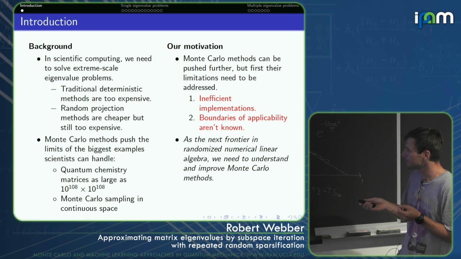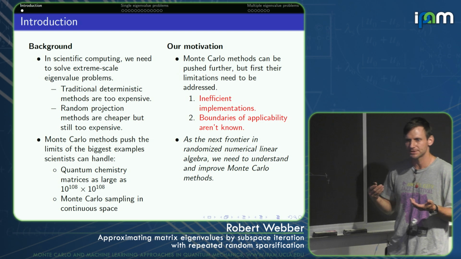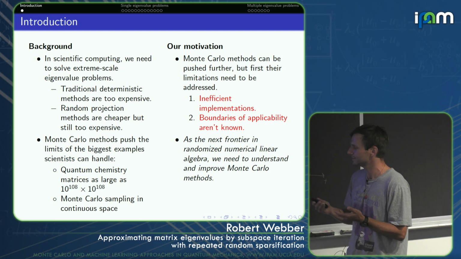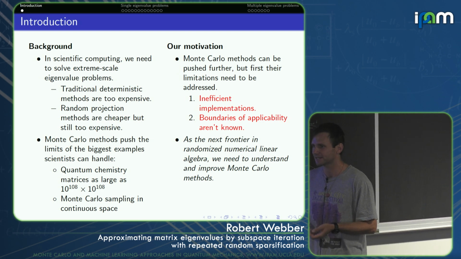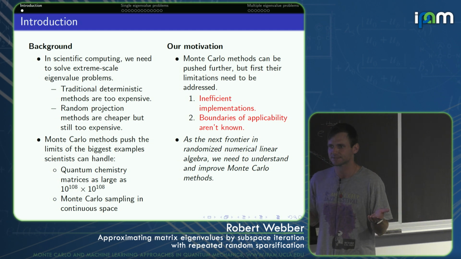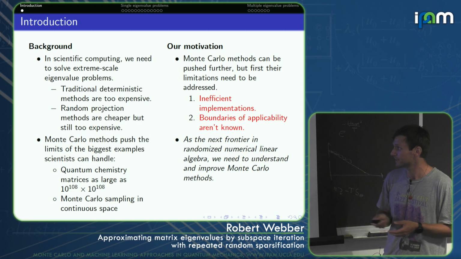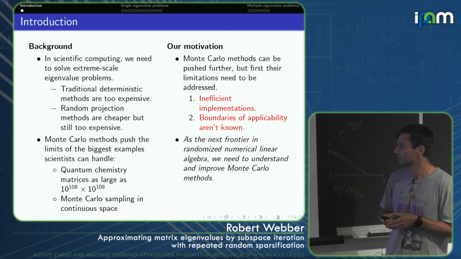As the next frontier in randomized numerical linear algebra, in math, I think that mathematicians need to pay more attention to these Monte Carlo methods that are being developed in chemistry, because they are in principle applicable to all sorts of eigenvalue problems that show up everywhere. And the scaling with respect to dimensionality can sometimes be remarkable.